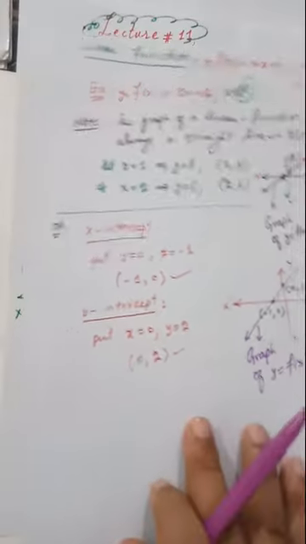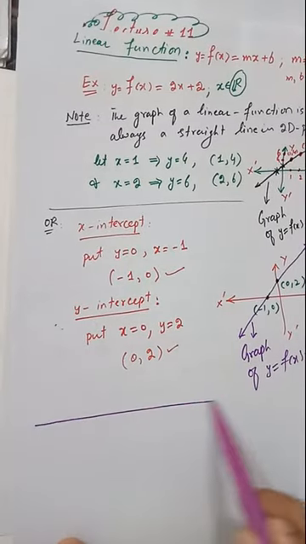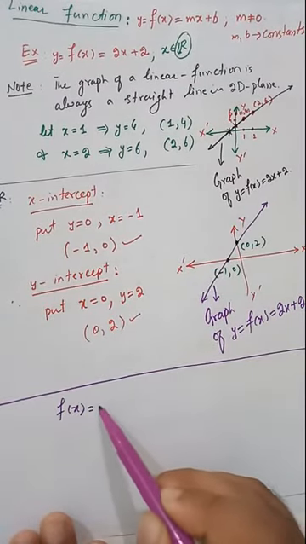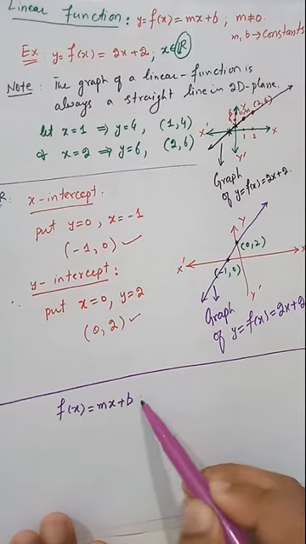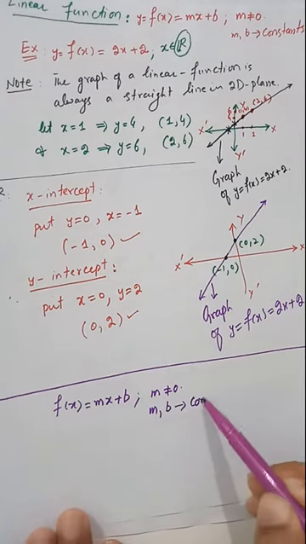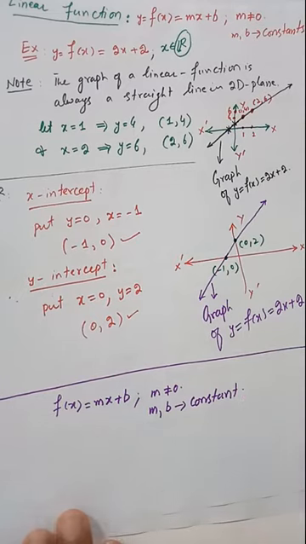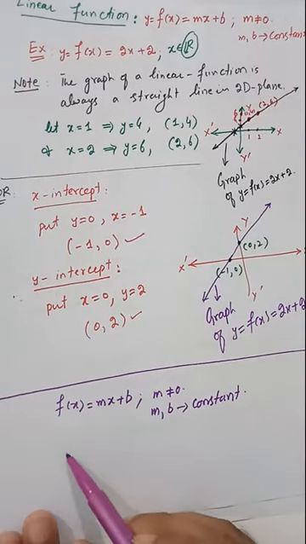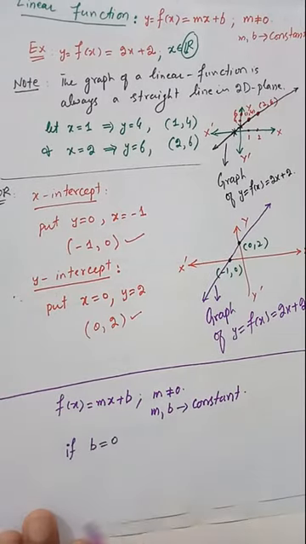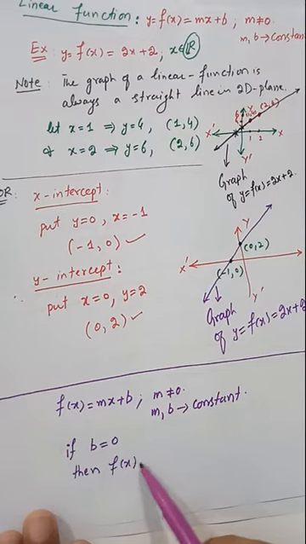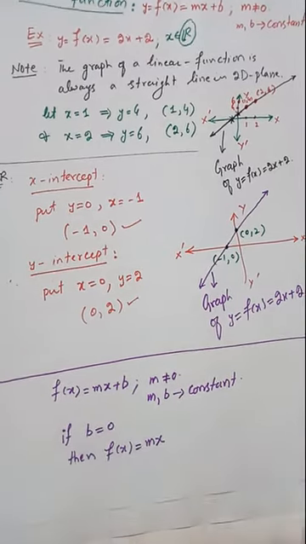Now, before discussing the graph of the nonlinear function, this is the standard form of the linear function where m is not equal to 0, and m and b are constants. So its graph is a straight line. We discussed that in detail. Now, if b equal to 0, then this function becomes f of x is equal to mx. So this function is called a homogeneous linear function.